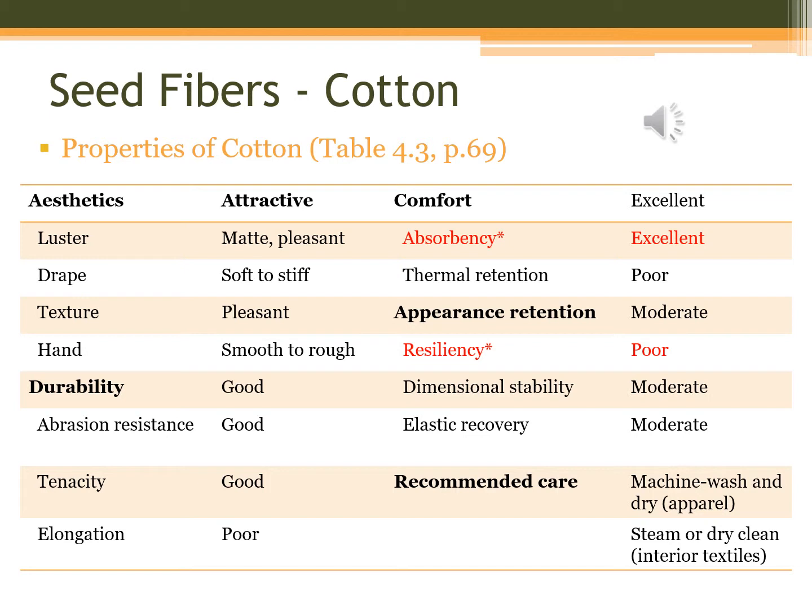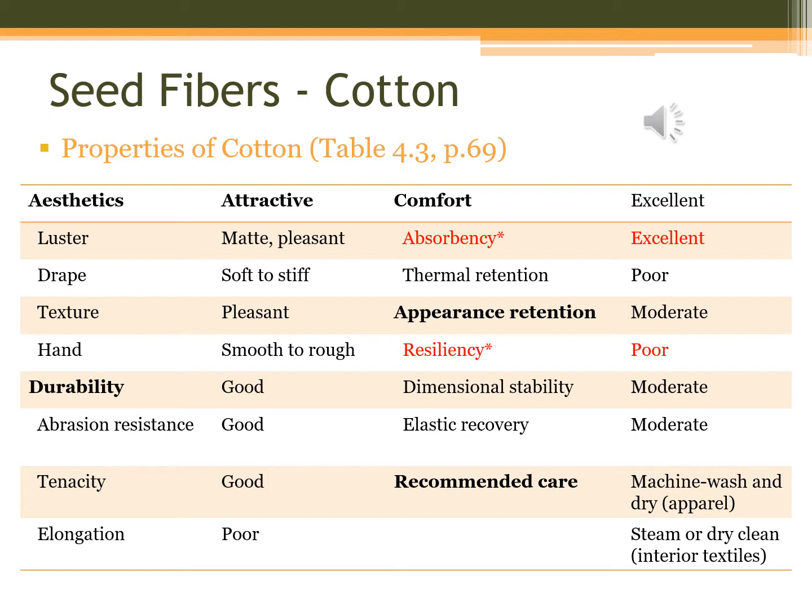Here we are taking a look at the seed fiber of cotton, and specifically the properties of cotton. Some of these we discussed, but just to give you a little bit more information, the table can be found on page 69, table 4.3. Here you see all of the breakdowns for cotton. For example, the aesthetics, which we discussed. Luster, it's more on the matte side. The drape tends to be anywhere from soft to stiff.